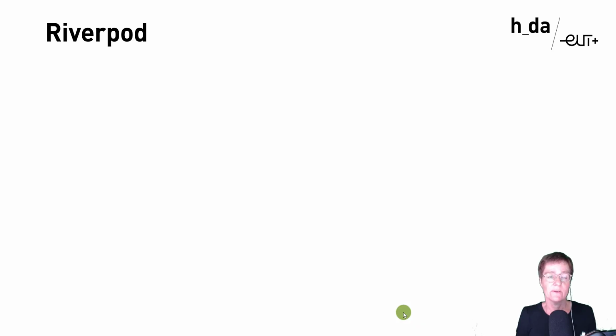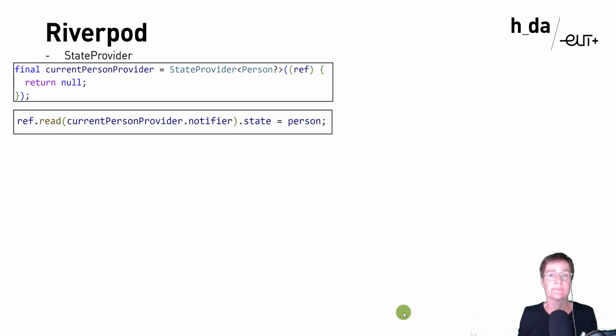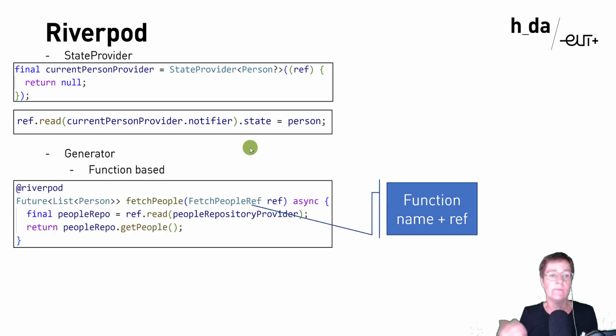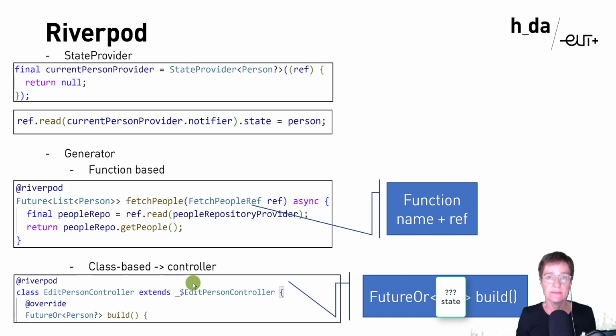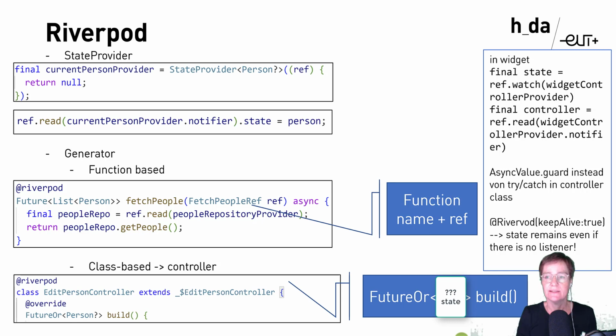To end this episode, I want to sum up the usage of riverpod. Without the riverpod generator, we have the state provider to provide a single value. Using the generator, we have this function-based notation. For example, we used it to fetch the people and watch this provider in our list of all people. And we have this class-based approach for the controller. Within the widget, we can easily define our state and our controller using those providers.